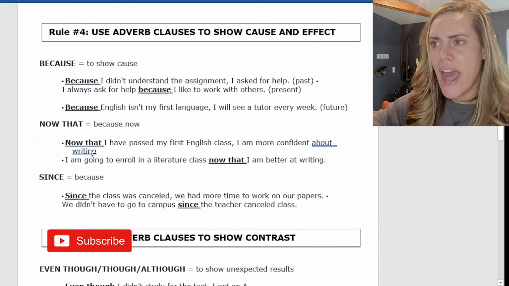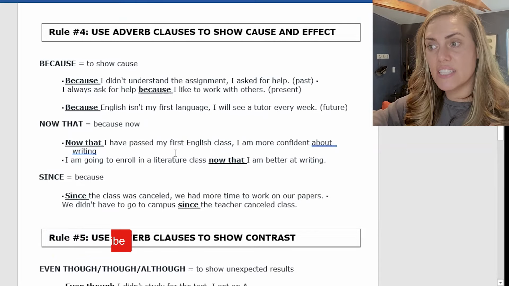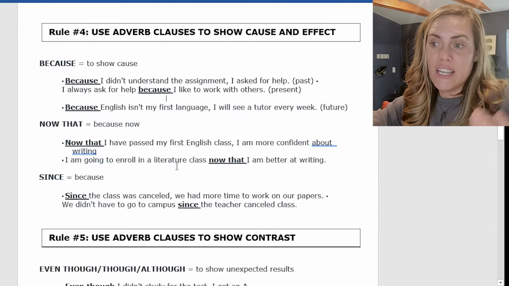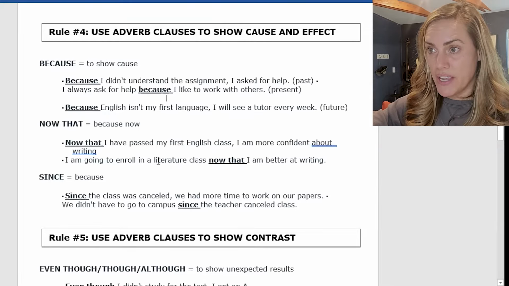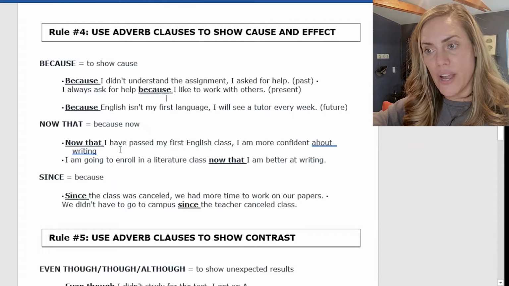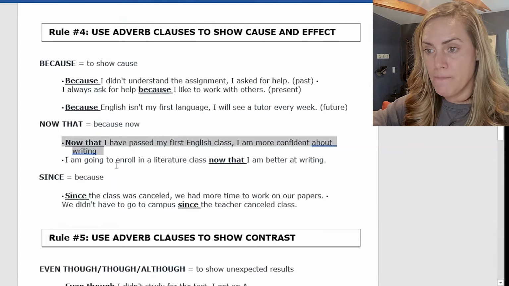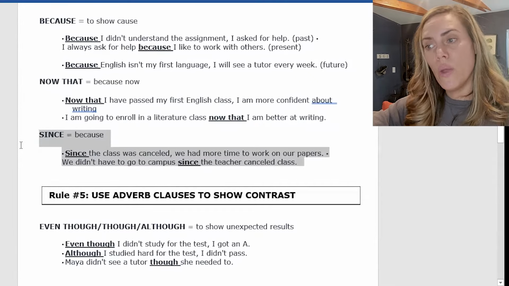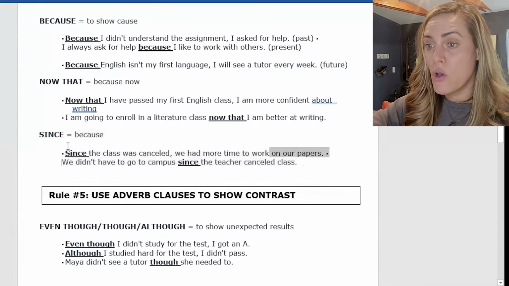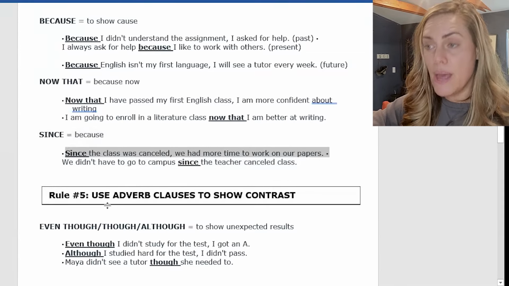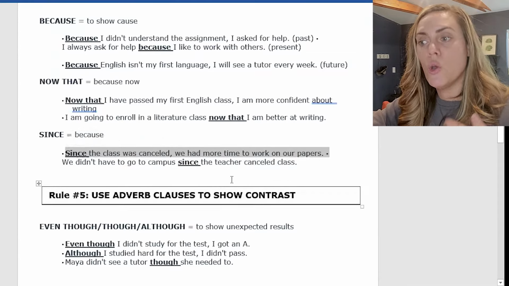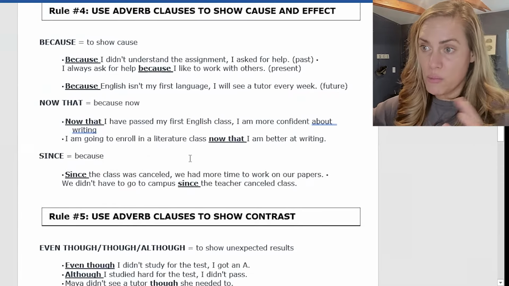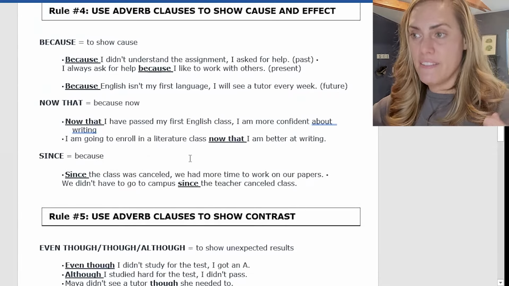Now that I have passed my English class, I'm more confident about writing. Or you can use because. Because I have passed my English class, I am more confident with writing. It has a similar meaning, okay? And since the class was canceled, we had more time to work on our papers. Or it could mean because the class was canceled, we have more time to work on our papers, okay? So that's the adverb clause with cause and effect words.